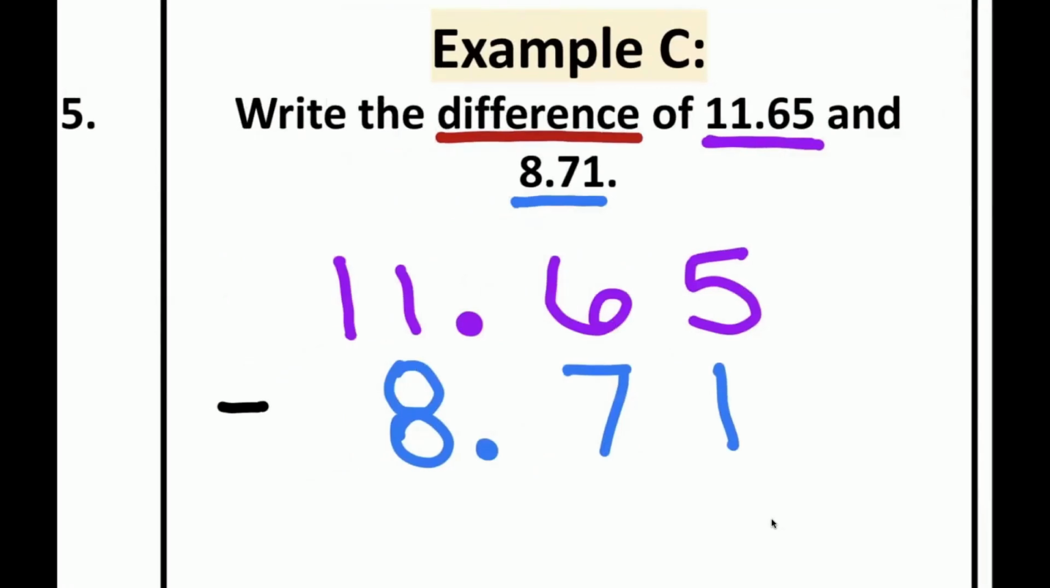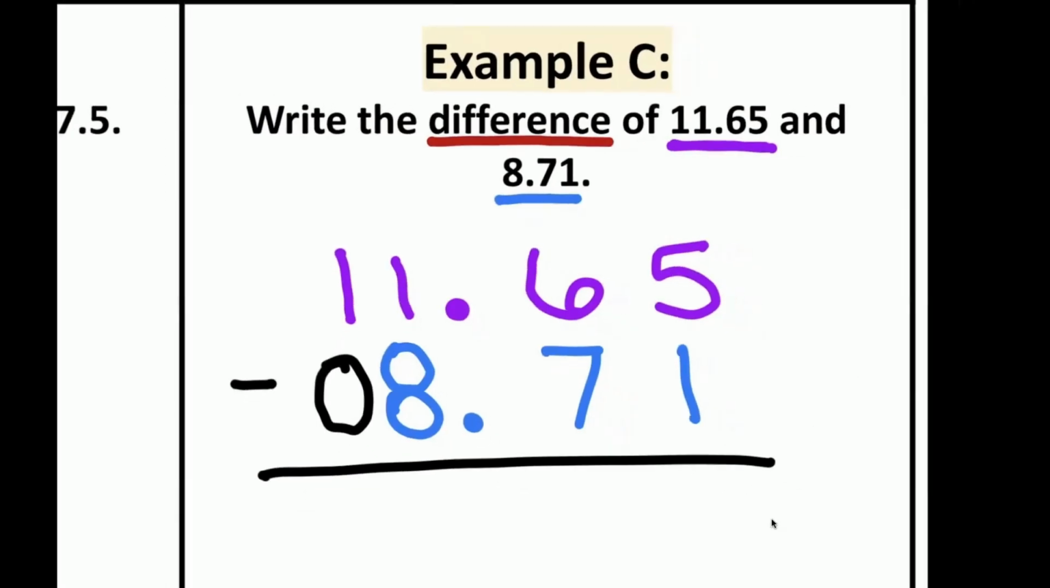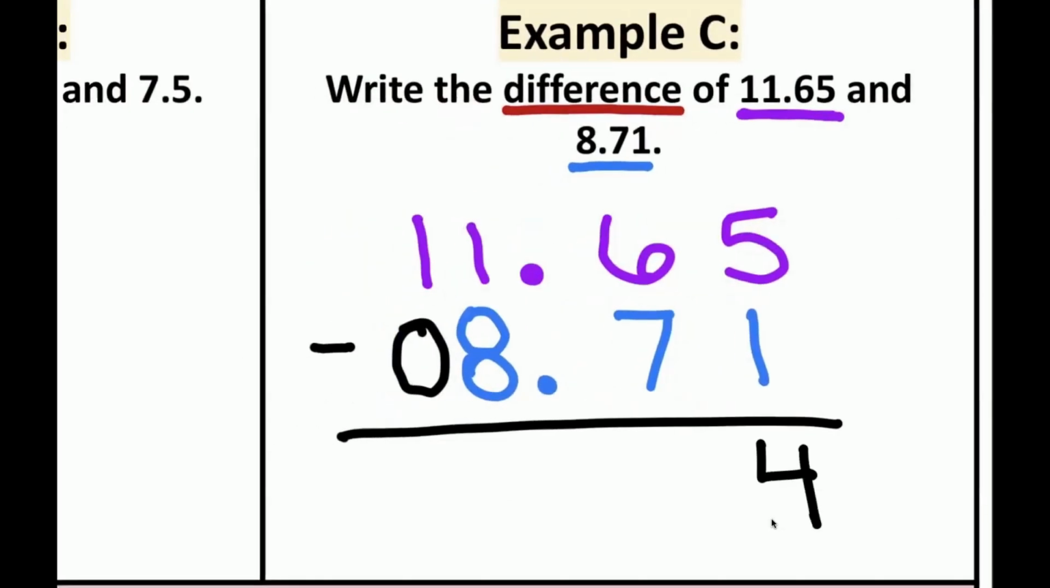Make sure you're writing with me. We have nothing in this position, so if you want, you can add a 0 here. And we're going to start on the right-hand side. 5 minus 1 is 4. If I have $6, I can't buy something for $7. I don't have enough money, so I need to go ahead and borrow. I'm going to change the 1. It's going to go down one number, so it's going to become a 0. And then after we borrow, think about it like you get $10. Okay, so the 6 now becomes a 16. Now we can subtract. 16 minus 7 is 9.